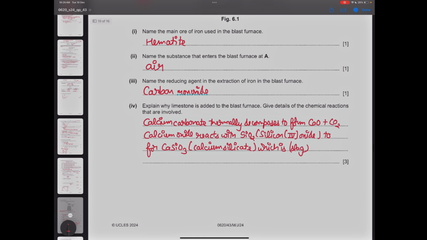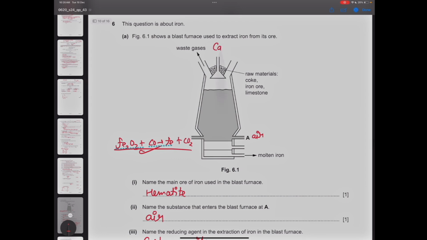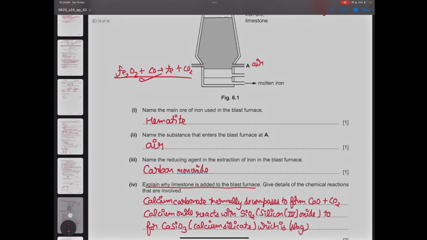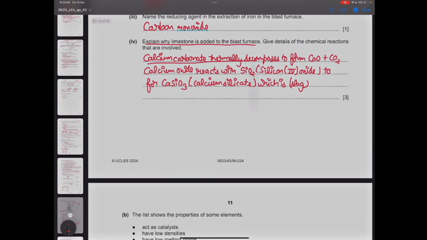Now, explain why limestone is added to the blast furnace. See, what happens is limestone is calcium carbonate. So first of all, it thermally decomposes to form calcium oxide plus CO2. Then this CaO reacts with the silicon dioxide present and it forms CaSiO3, which is called calcium silicate, and the common name is slag. So this is what you need to write here. Calcium carbonate thermally decomposes to form CaO plus CO2. Calcium oxide reacts with SiO2, which is silicon dioxide, to form CaSiO3, that is calcium silicate, which is slag, and you will get 3 out of 3.